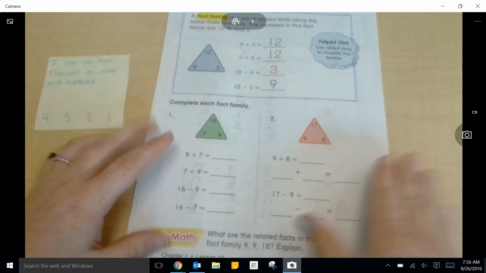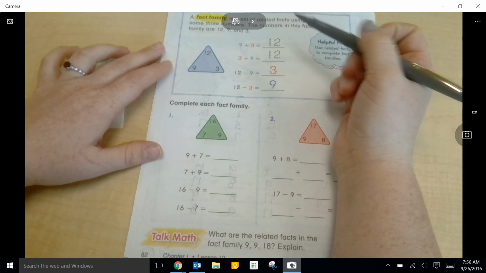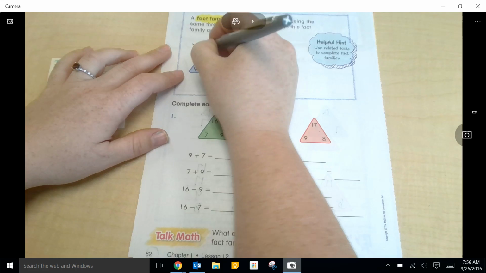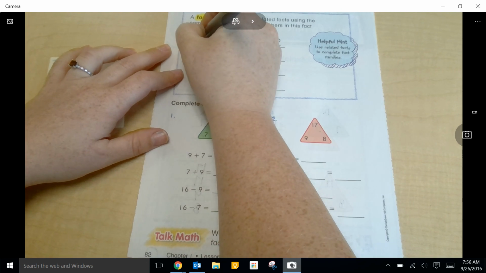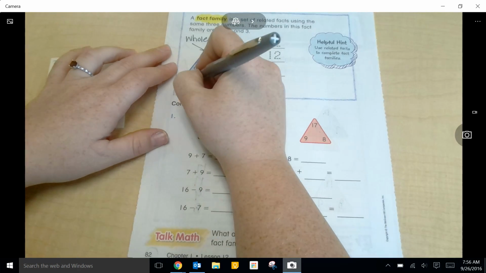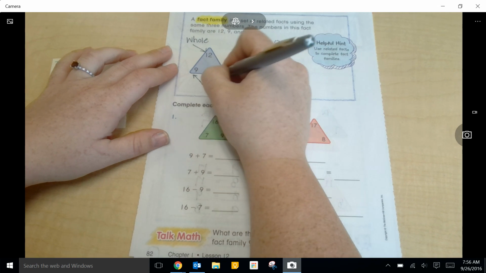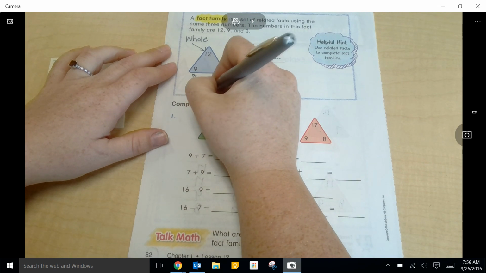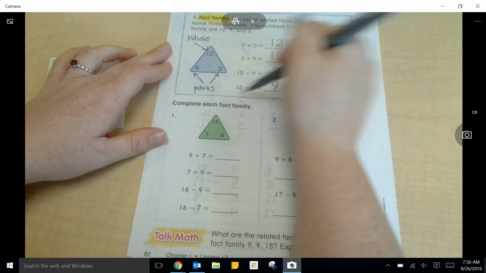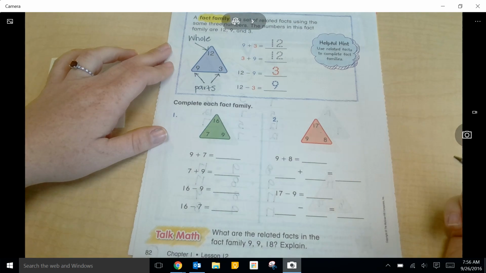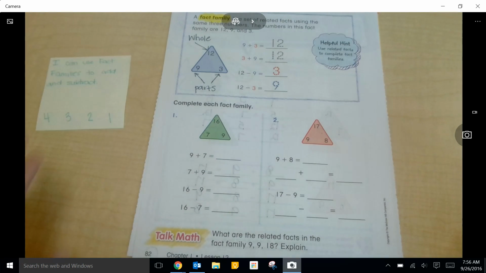All right, so we're continuing to look at fact families. On this page, you see 12, 9, and 3. 12 is the whole, the entire group. 9 and 3 are the parts that make up the whole. So it's like having a pizza. The whole pizza is cut into 12 parts. 9 people eat 1 slice. There are 3 slices left.